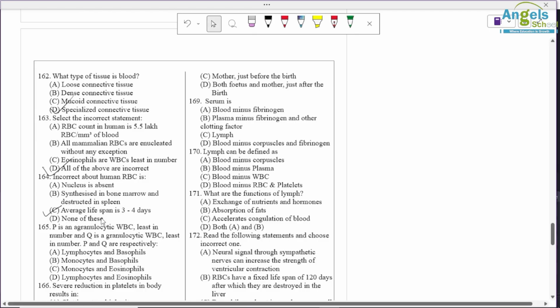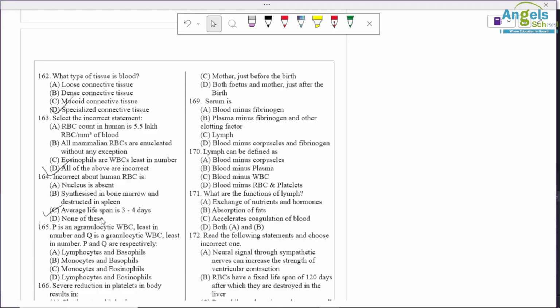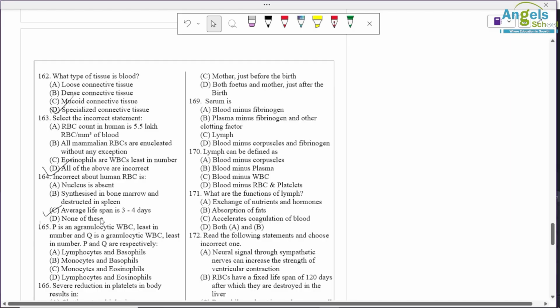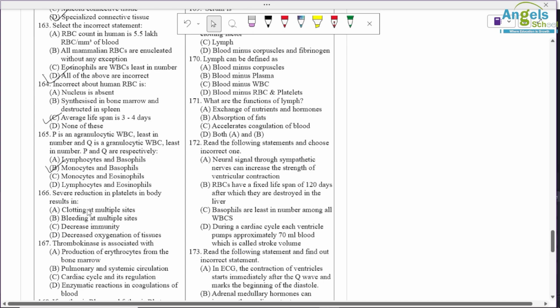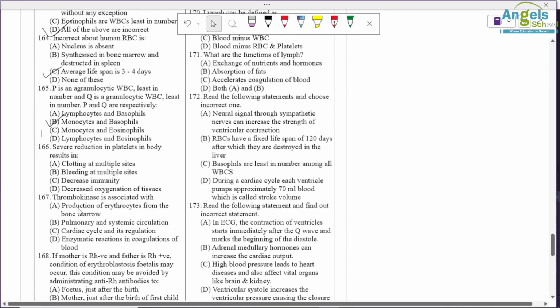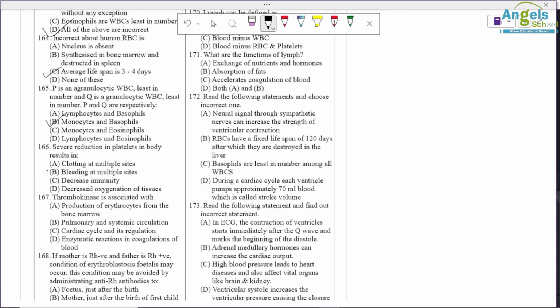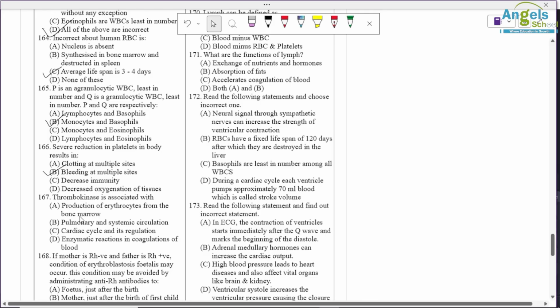P is a granulocyte, the WBC least in number, and Q is a granulocytic WBC least in number. So what are P and Q? Okay, so P is monocytes and Q is basophil. So here B is the correct option. Severe reduction in platelets in the body results in? So it results in bleeding at multiple sites, because platelets help in preventing blood loss, they help in blood clotting.